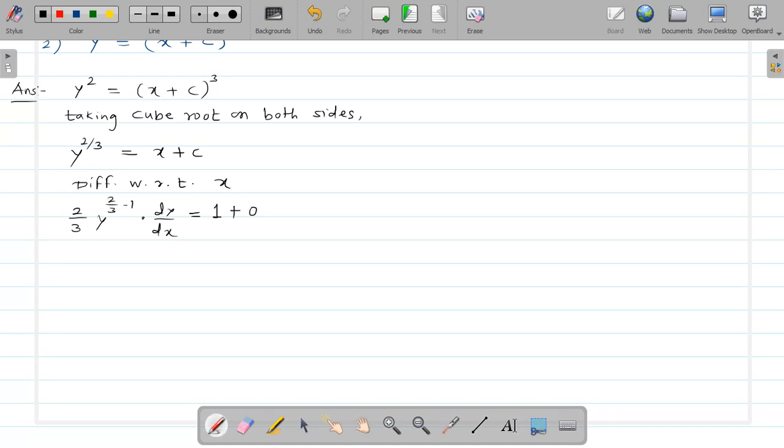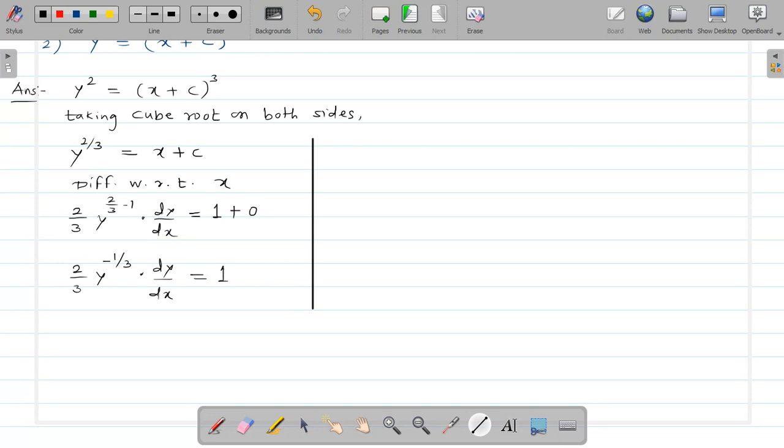So just rewrite this: 2 by 3 into y raised to 2 by 3 minus 1, meaning y raised to minus 1 by 3, into dy by dx is equal to 1. Then what will you get? Just rewrite this in a standard form.